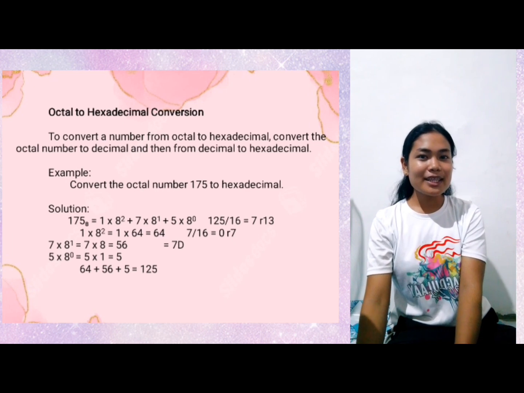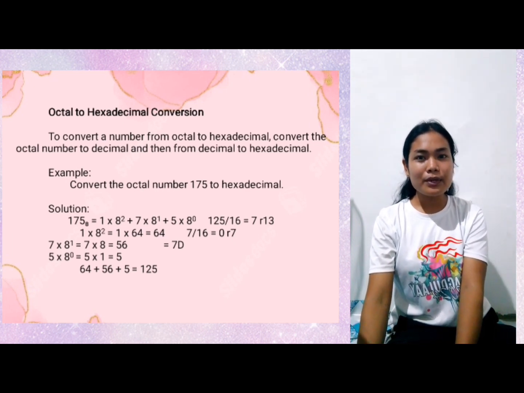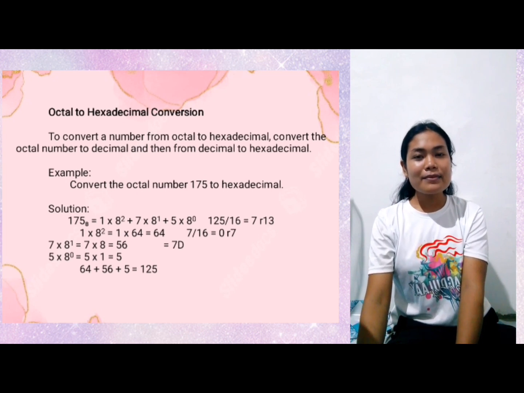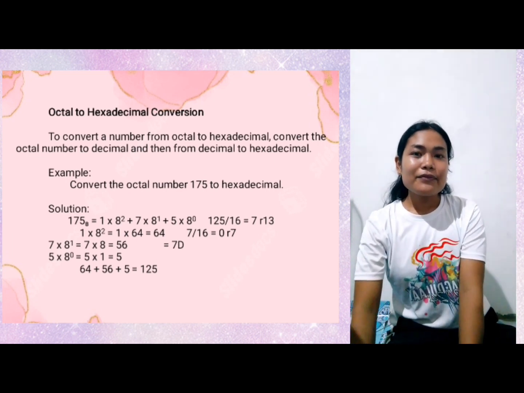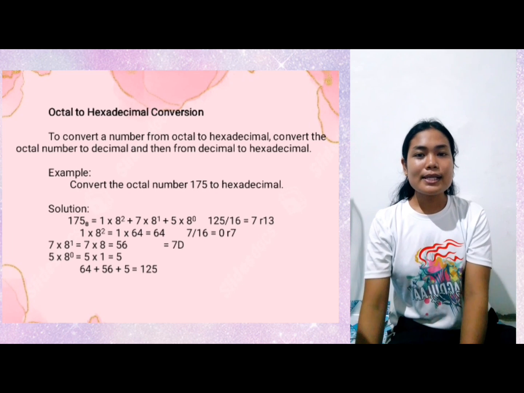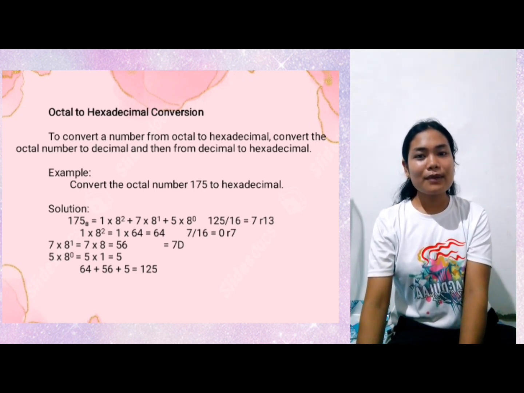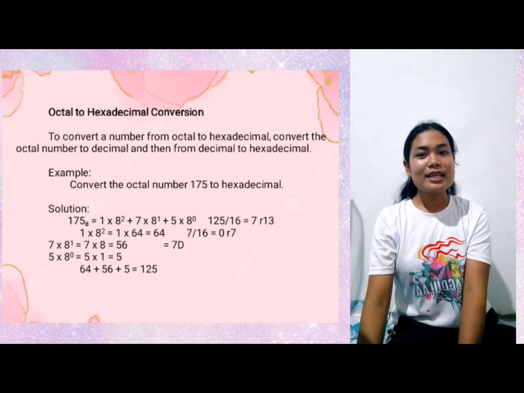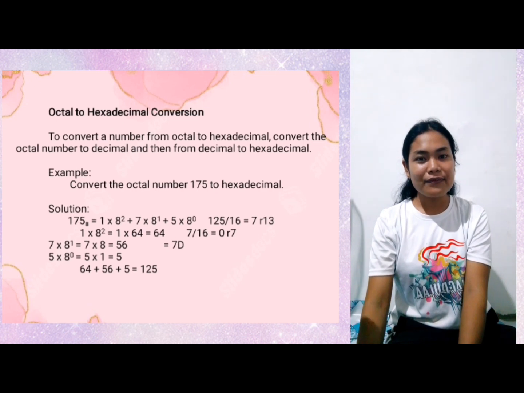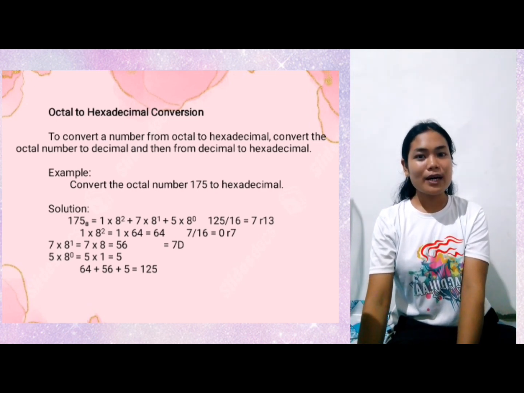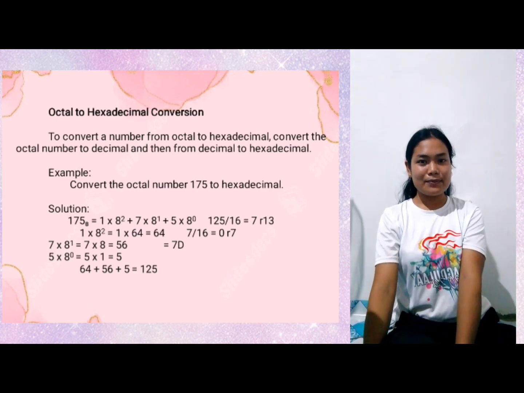Calculate. 1 times 8 raised to the power of 2 equals 1 times 64 equals 64. 7 times 8 raised to the power of 1 equals 7 times 8 equals 56. 5 times 8 raised to the power of 0 equals 5 times 1 equals 5. 64 plus 56 plus 5 equals 125. So, 175 octal is equal to 125 in decimal.